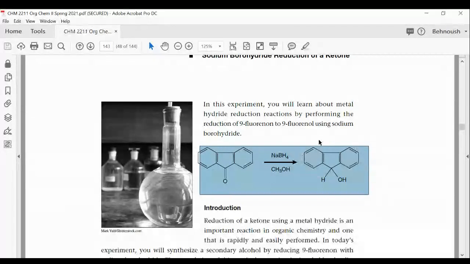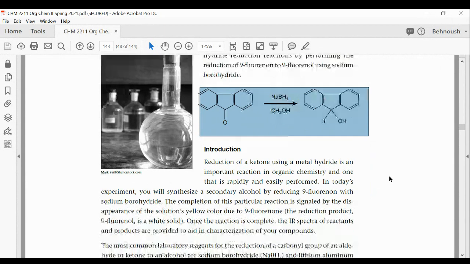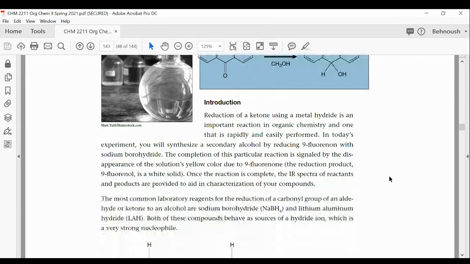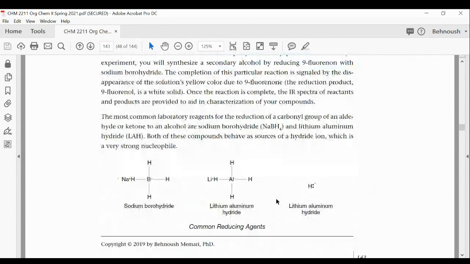The product is going to be fluorenol, which is the reduced product from the fluorenone. The ratio is 1-to-1 for calculation of percent yield or percent recovery. And your reducing agent is sodium borohydride. The mechanism for this reaction is a nucleophilic attack from the hydride ion.